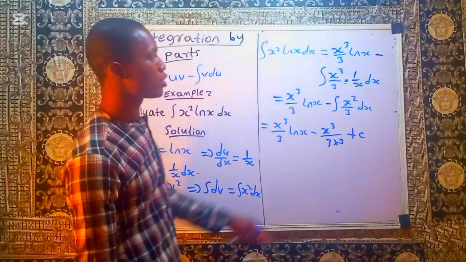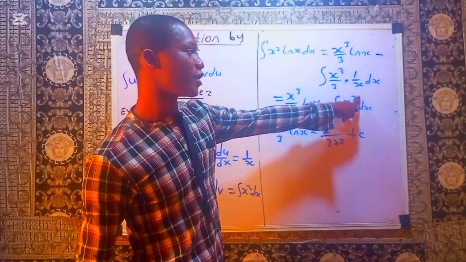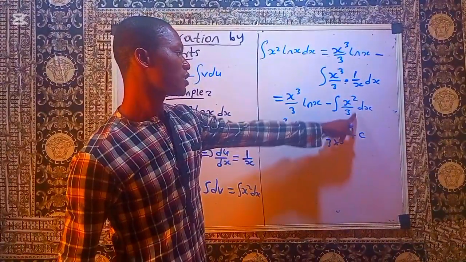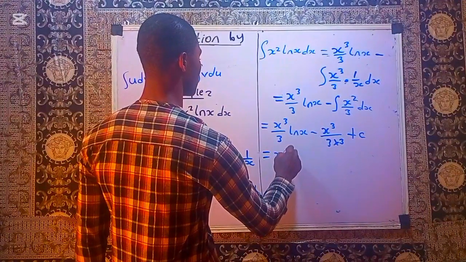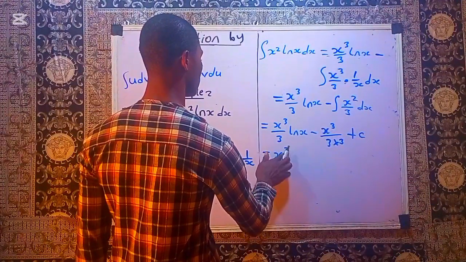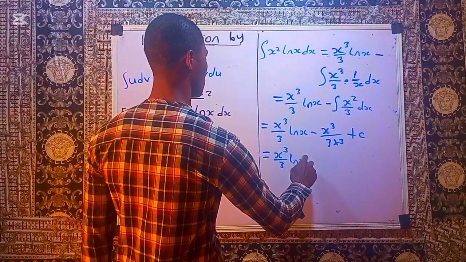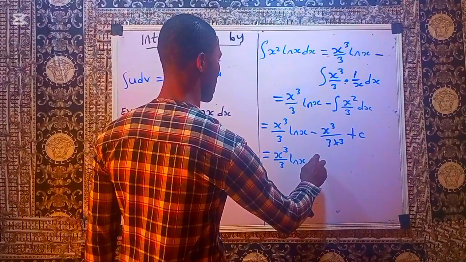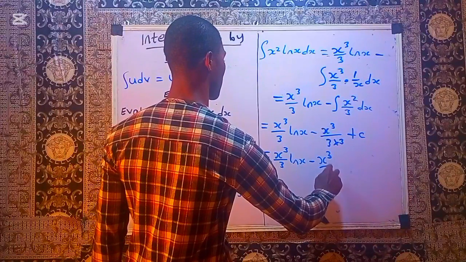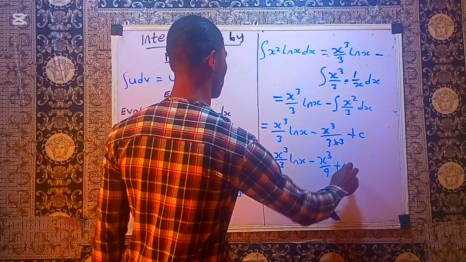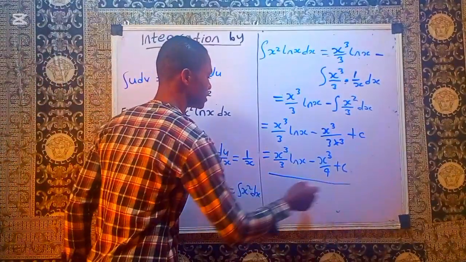So I hope you understood what we did. To integrate x squared, you add 1 to the power, making it 3. You bring it down. So when you bring it down, it will multiply this 3 that is already down here. So that this will be x raised to power 3 over 3 ln x minus x raised to power 3 divided by 9 plus c. So this gives us the result of the integral of this function.